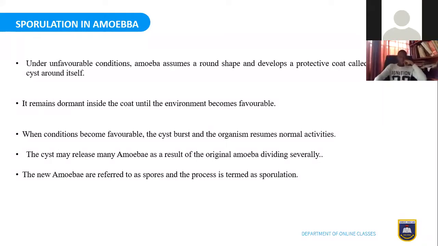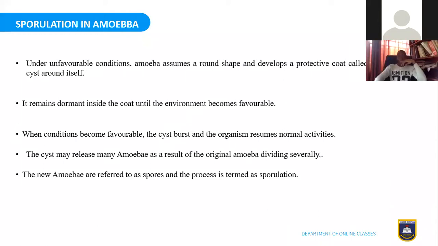The reason why we are terming it sporulation is that, listen, I told you that these two types of reproduction, binary fission and sporulation, are both asexual reproduction. But one occurs when conditions are favorable, and the other occurs when conditions are not favorable. For instance, if there is lack of food or it is raining, conditions are not favorable for the amoeba to reproduce through binary fission. So it must reproduce by means of sporulation.